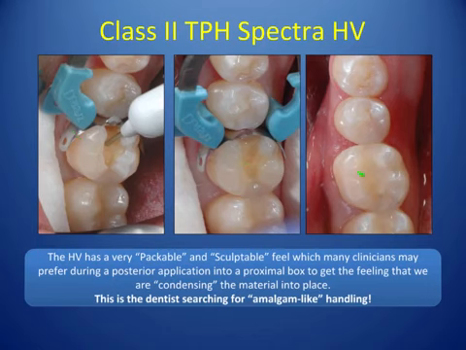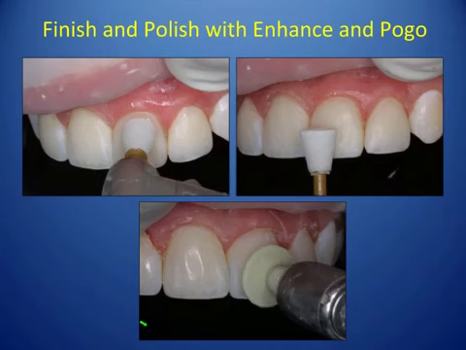So the dentist is really afforded the opportunity to get the best of what we want, both from an etching standpoint and from an application of material, whether it's a creamy consistency or a firm consistency that we like. And then the final step is finishing and polishing with our Enhance and PoGo pieces.